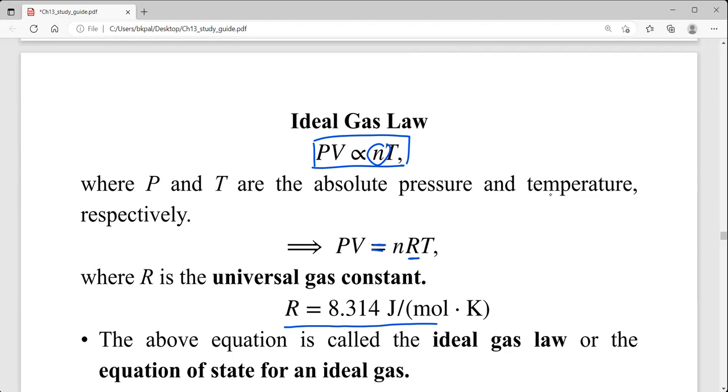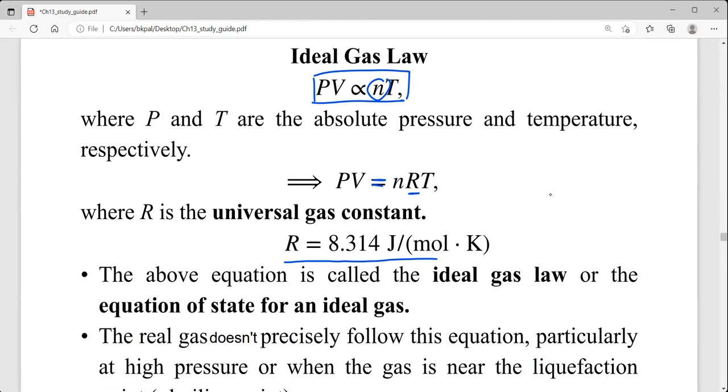This PV equal to nRT is called the ideal gas law, or the equation of state for an ideal gas. So later, when I mention the ideal gas law or the equation of state, by that I mean basically PV equal to nRT.